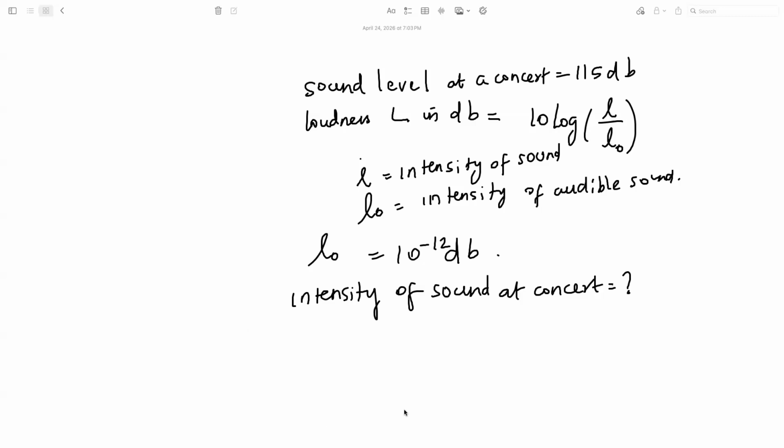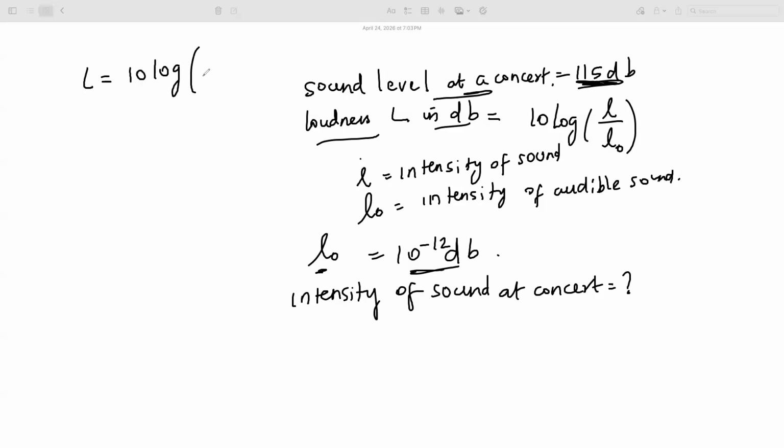Yeah, sure. So sound level at a concert is this. Loud sound level is the loudness, right? Sound level at a rock concert is 115 dB. The loudness L of sound in decibels is given by this equation. L0 is the audible sound, which is always 10 power of minus 12. So let me write this down. L will be equal to 10 log of I by I0, where I0 is the audible sound.